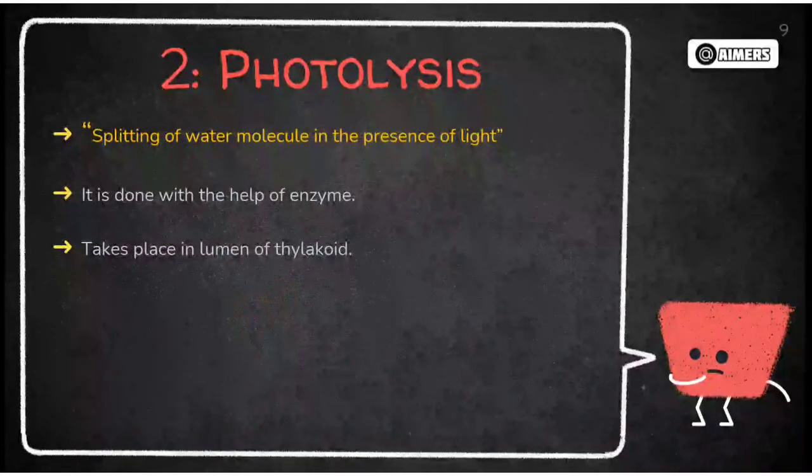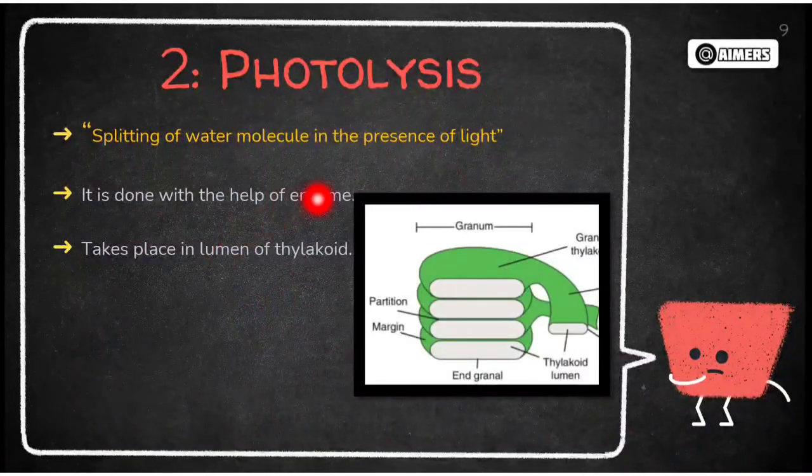Now do you know what is the lumen of thylakoid? This is thylakoid structure over here. Okay, this whole stack is grana, and one structure is of thylakoid. Now the inner side of the thylakoid, the matrix of the thylakoid, you may see here the gray part. It has been dissected from here. So this gray part is called thylakoid lumen, and it is the place where water molecule will break down in the presence of light.